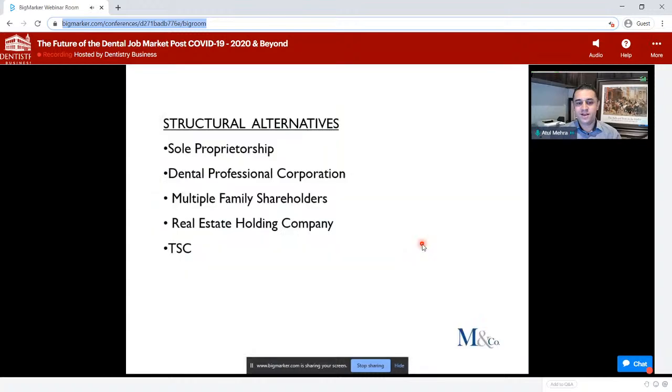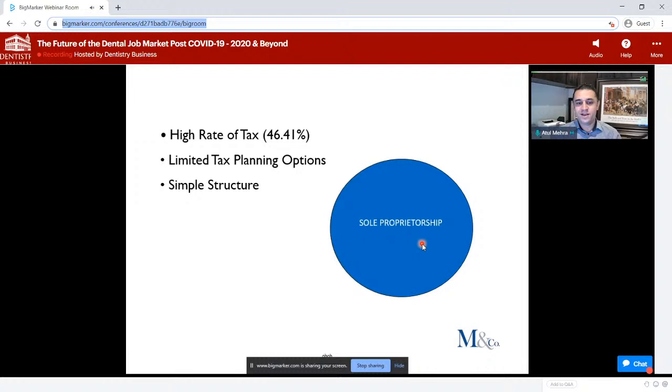So when trying to understand this question, it's important to understand the different structures that are available in Canada when you are operating a business. And as an associate dentist, you are running a business. The first structure is a sole proprietorship. Sole proprietorship means you're not incorporated, you're operating under your social insurance number, you have very limited tax planning alternatives, and you're paying a high rate of tax.